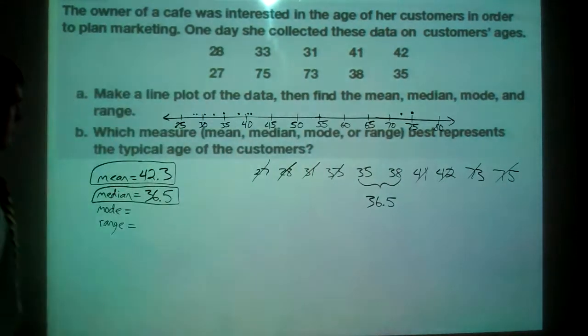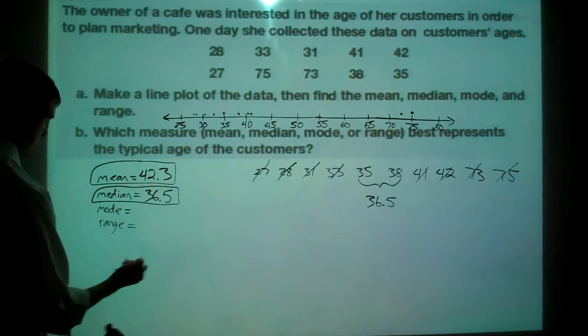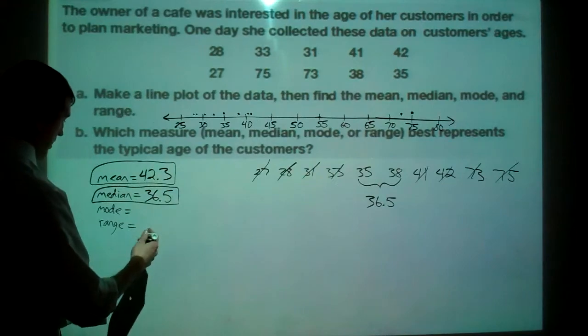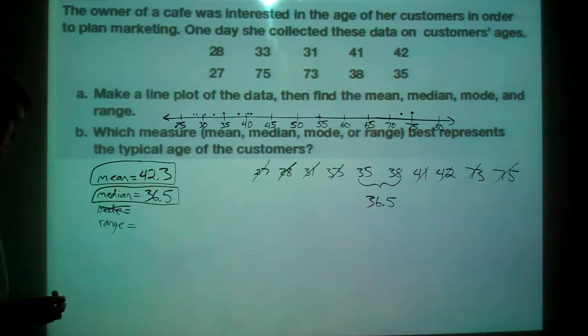Okay, I just had to double check what we do here because there isn't one that shows up more than once. All the ages are different, so there is not a mode. There aren't any that repeat, so we're not even going to worry about that. All right, so that can't be our answer to B.